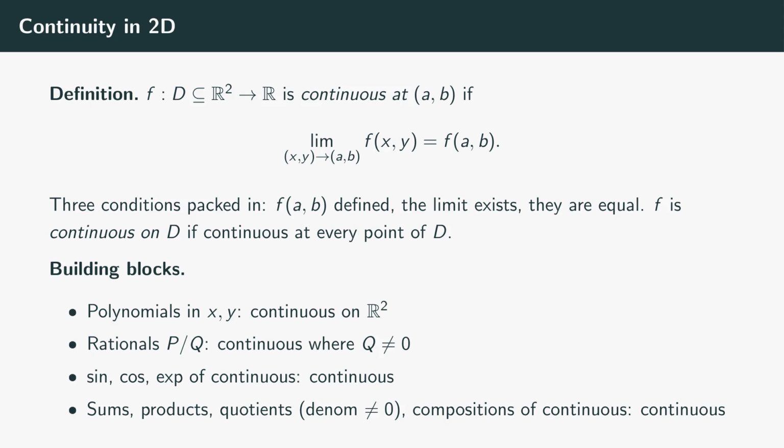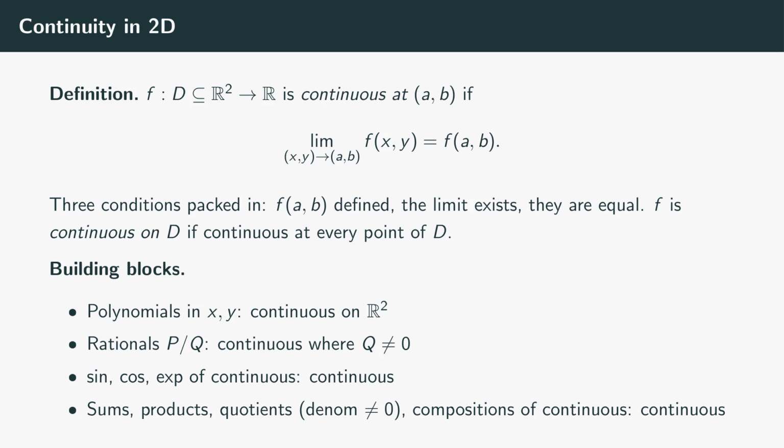With limits in hand, continuity is a one-liner. A function f of two variables is continuous at the point (a, b) if the limit as the point (x, y) approaches (a, b) of f(x, y) equals f(a, b). Three conditions are packed into that single equation: f(a, b) must be defined, the limit must exist, and the two must be equal. If any one fails, f is discontinuous at (a, b).